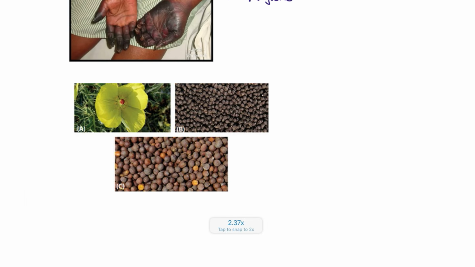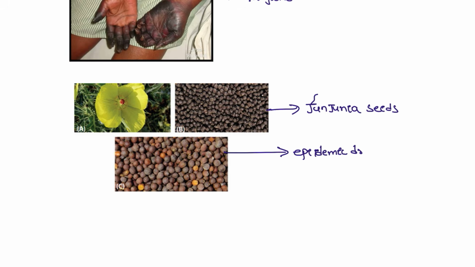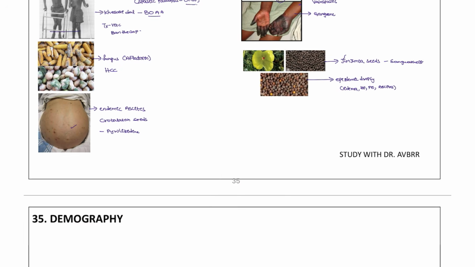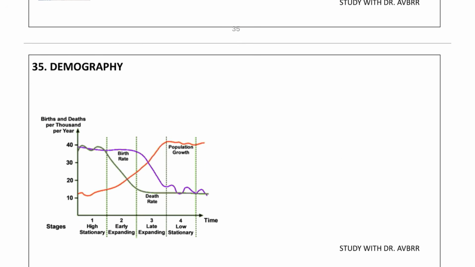Next one, here you can see these are the seeds, Argemone seeds. This is going to cause epidemic dropsy. What is meant by dropsy, guys? The patient is having edema, congestive heart failure, pulmonary edema, and also ascites. All features will be seen in this patient. What chemical do these seeds have? It consists of sanguinarine. This is food adulteration. Questions can be expected in the examination.